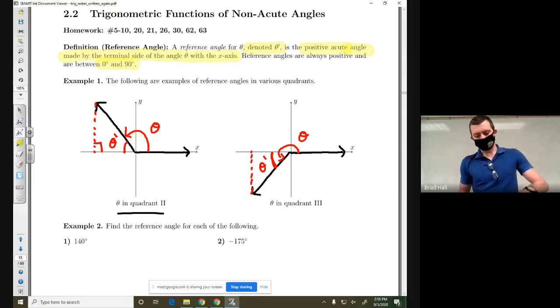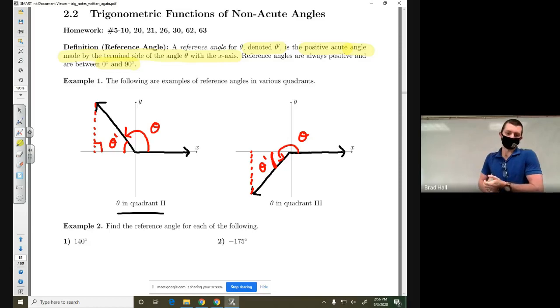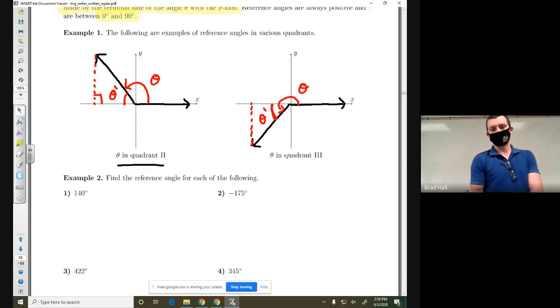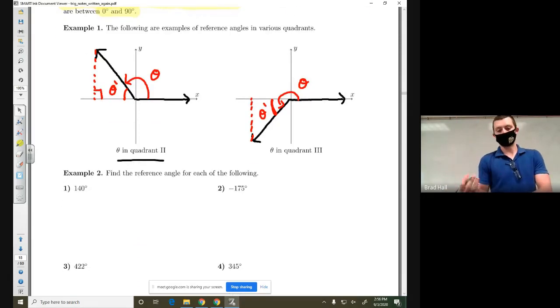Naturally, what this illustration supports is that there's not really a straightforward formula for determining it. You really need to know which quadrant your angle is in in order to figure out your reference angle. And we'll see that in example 2. So this was just a visual representation, and we're going to be using visual representations for these questions.